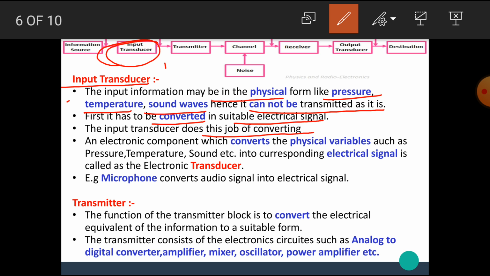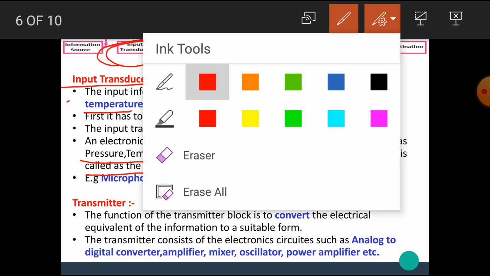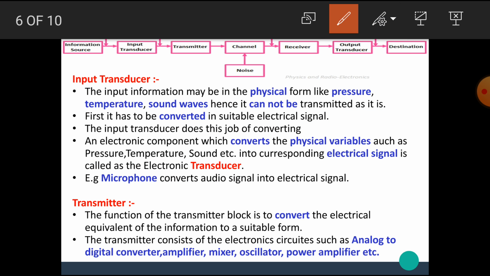An electronic component which converts physical variables such as pressure, temperature, sound into a corresponding electrical signal is called an electronic transducer. That means the device which converts physical quantities into electrical quantities is known as an electrical transducer. This transducer is connected at the input side, hence it is named the input transducer. An example of a transducer is a microphone, or shortly we can also call it a mic. The mic converts an audio signal into an electrical signal.